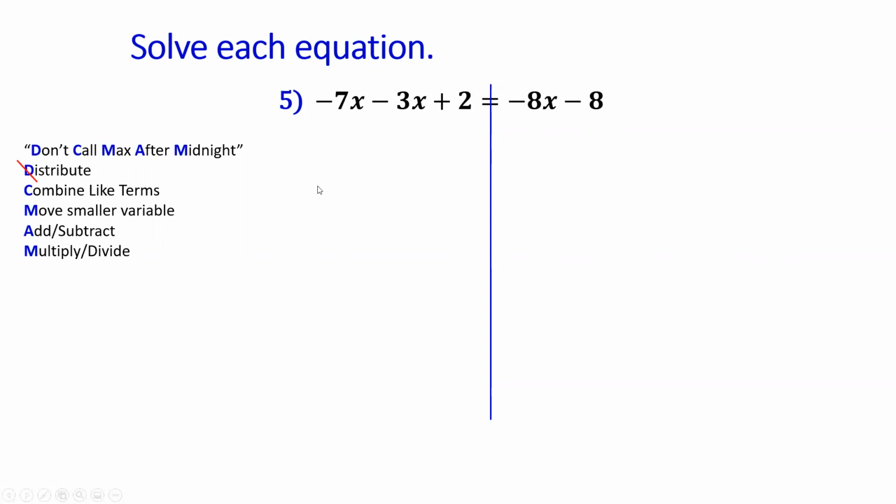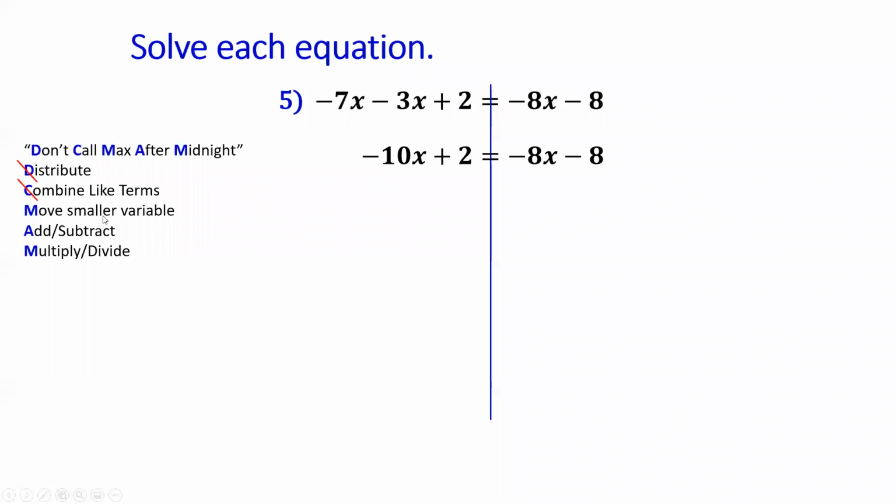The second step is combining like terms. Well, I have a negative 7x and a negative 3x. I can put those together, and that gives me a negative 10x. The plus 2 I bring down. And on the right side, I can't combine these. One's a variable, one's a number, so I just bring them down. Second step is now done.